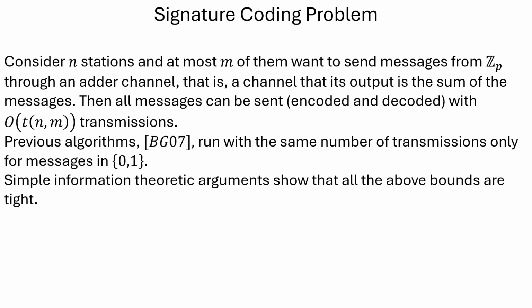Another problem that we have is the signature coding problem. Consider n stations, and at most m of them want to send messages from ZP through a channel whose output is the sum of the messages. Then all messages can be sent, encoded and decoded with O tilde of m transmissions. Previous algorithms ran with the same number of transmissions only for messages in 0, 1. Simple information theoretic arguments show that all the above bounds are tight. We're going to show that the bounds are tight. We're going to show the algorithm later in the paper.